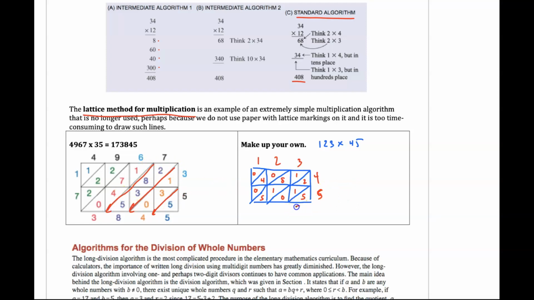And so then this becomes a 5. 2 plus 1 is 3. 1, 8, 1, 5, 13, 14, 15. That's a 5. You give the additional digit on this side. 1 plus 4 is 5. So there's your answer. 1, 2, 3 times 4, 5 is 5, 5, 3, 5. That's the lattice method for multiplication.